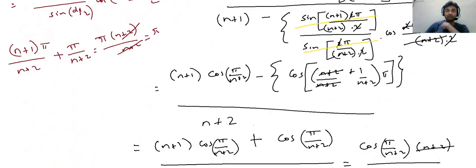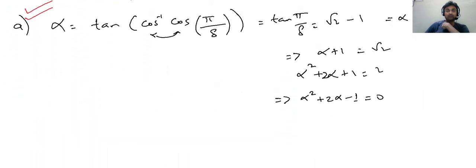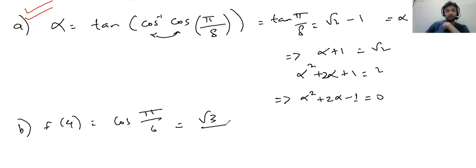In the second option, we have f of 4 equal to square root of 3 by 2. So for the second option, f of 4 is equal to cosine of pi divided by 6. Pi by 6 is how much? 30 degrees. We already know that. Cos 30 is square root of 3 by 2. So this is absolutely correct.